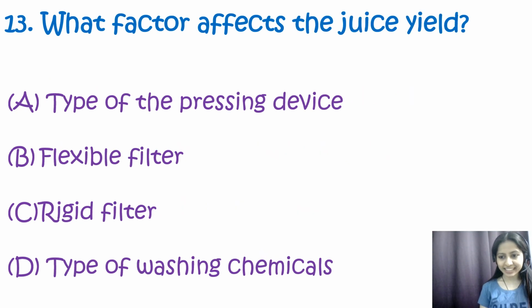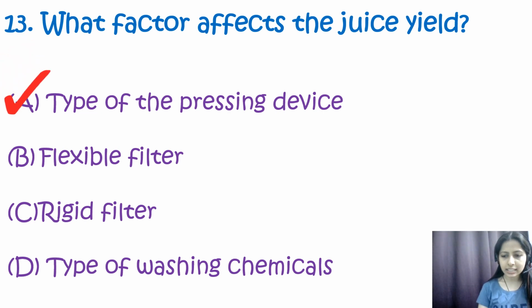So question number 13. What factor affects the juice yield? The options are type of pressing device, flexible filter, rigid filter, and type of washing chemicals. Over here the most appropriate answer is A, that is the type of pressing device.